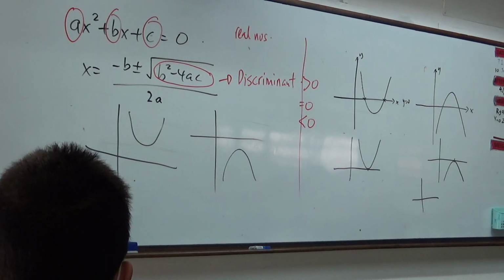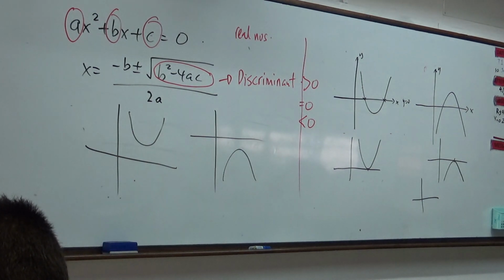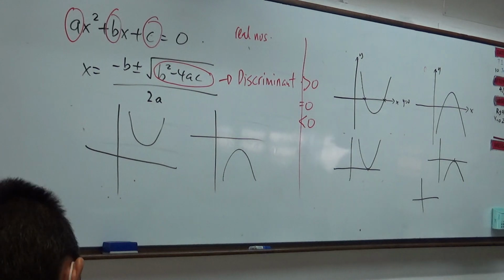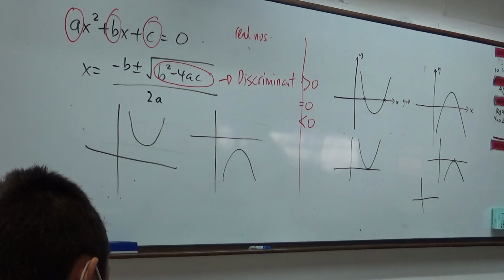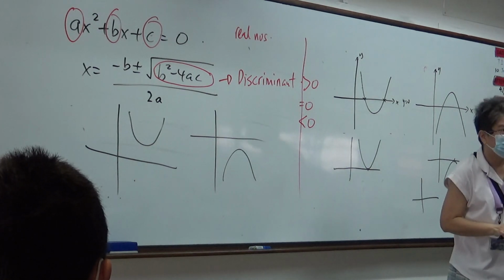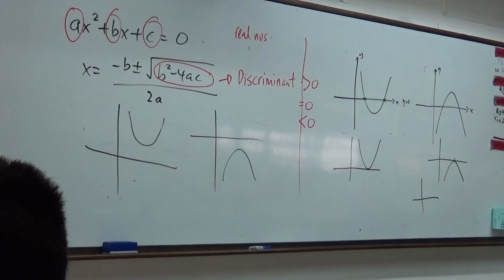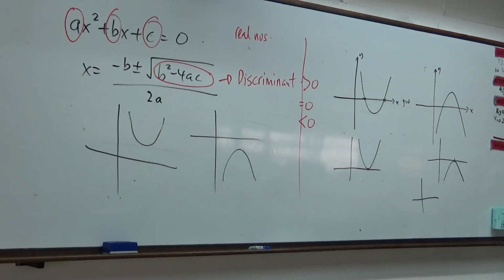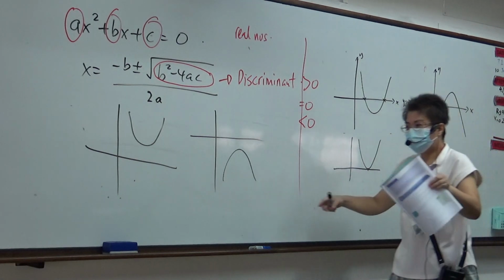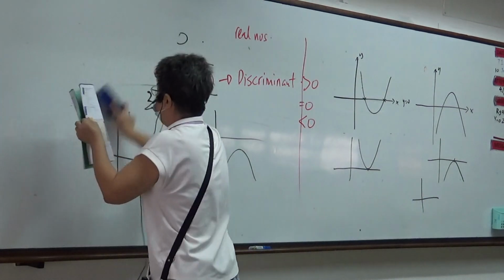Are you okay? Is this too difficult? No, you're perfectly fine. Everybody okay? So for an equation, you just need to identify what is a, what is b, and what is c. Then just plug into the formula. Are you all okay? Alright, good. If you're okay, I want you to try in your notebook one question for me.